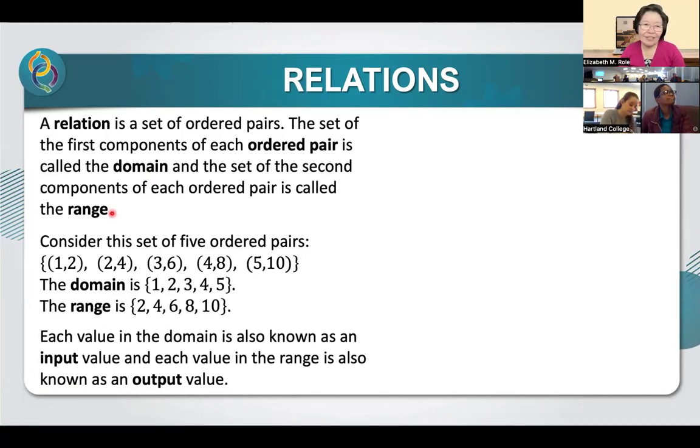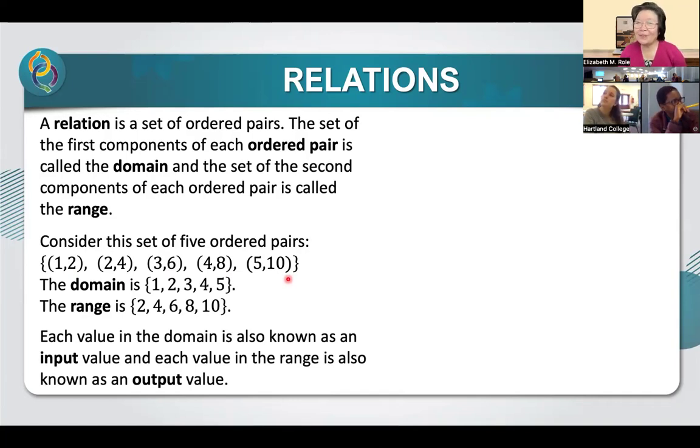Okay, so that's it. If you have a set of ordered pairs and we want to look for the domain, just put all the first numbers, the first component of the ordered pair. So the domain would be 1, 2, 3, 4, 5. And therefore the range will be 2, 4, 6, 8, 10. And so the domain is called the input, the one that you are putting in a function, and the output is your range. So those are some terminologies.